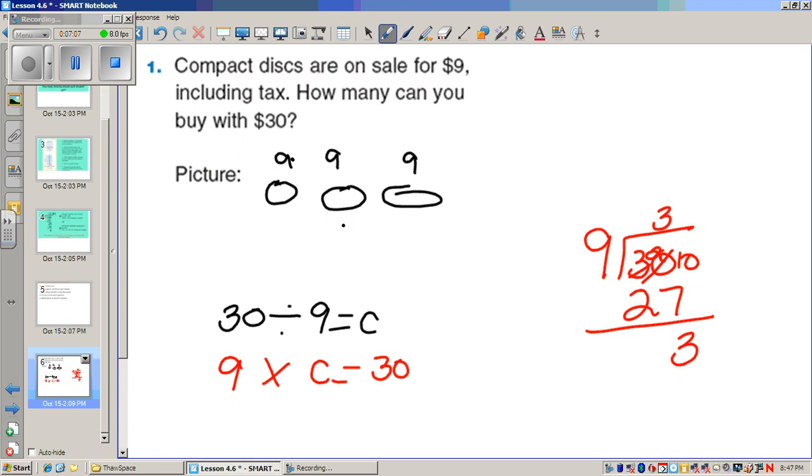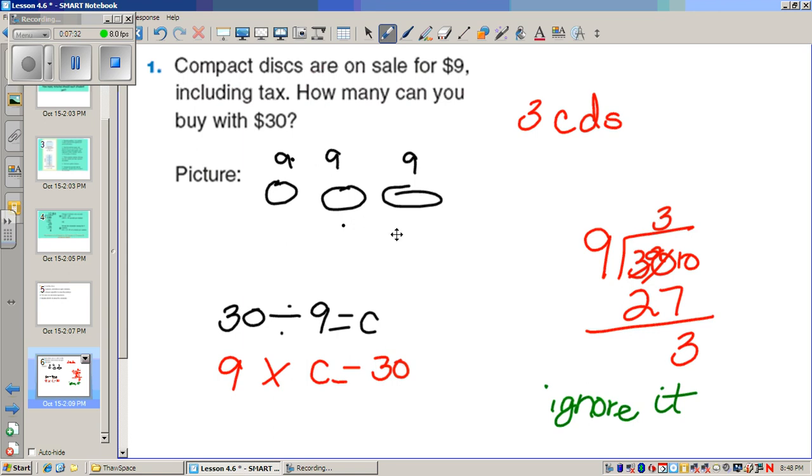Now, what am I going to do with this remainder? I can buy 3 CDs, okay, but I have $3 left. So what do I do with that $3? And in this case, guys and girls, we're going to ignore this remainder because we can't buy another CD because we don't have enough money. So this one we ignore. So we ignore it, okay?